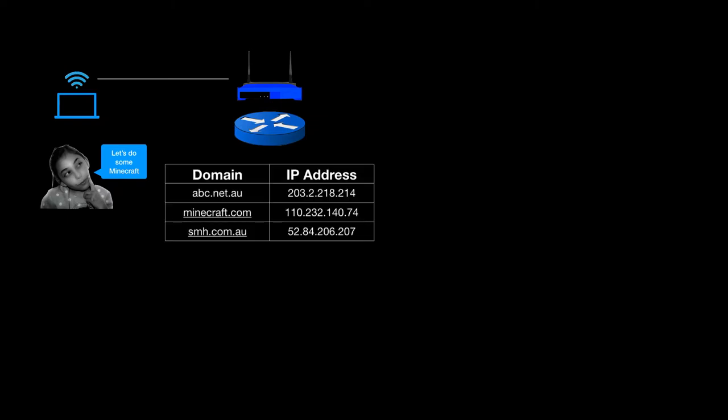Her home has Wi-Fi, so her laptop connects to her home Wi-Fi, which can connect or route your request. A thing that routes your request is called a router. First, it looks up where Minecraft is. Computers don't understand words, they only understand numbers.